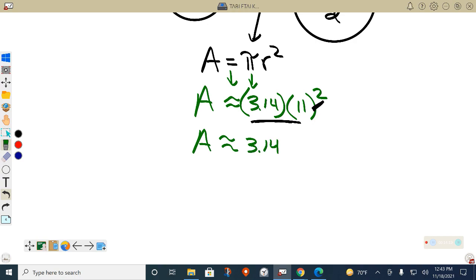3.14. 11 to the second power is 11 times itself. Not 11 times 2. Please be careful. 11 times itself is 121 if my coffee has kicked in.